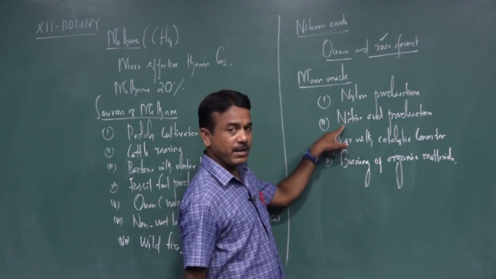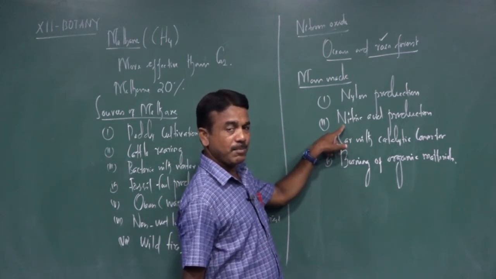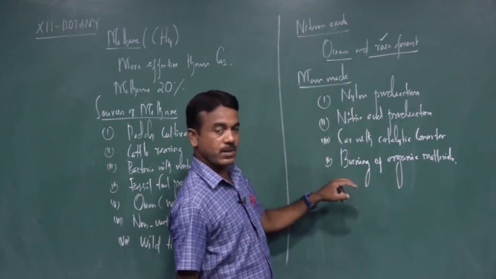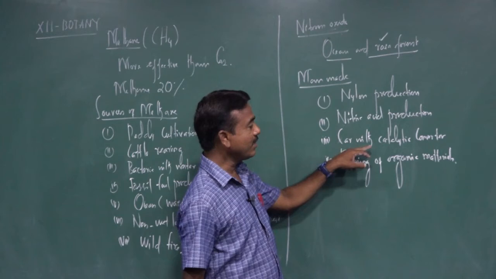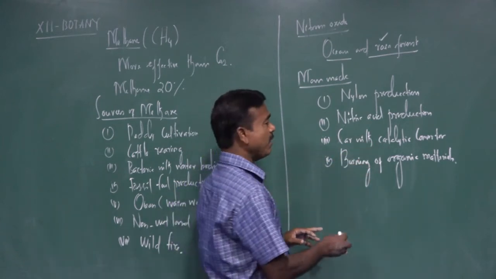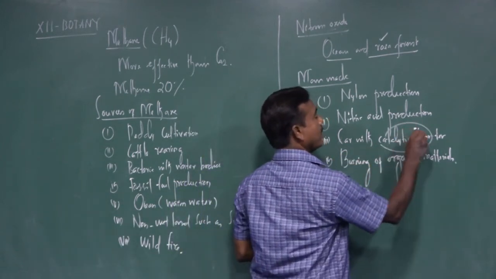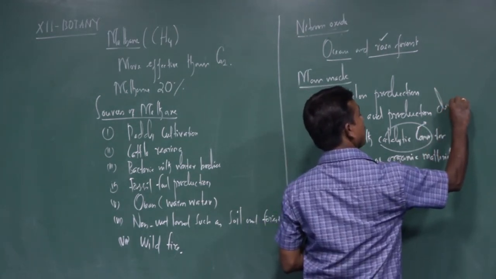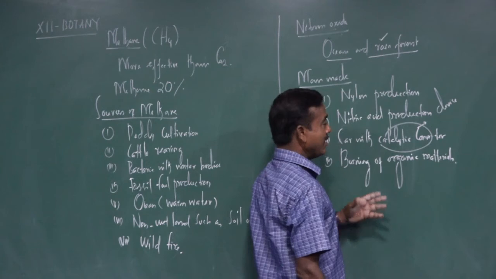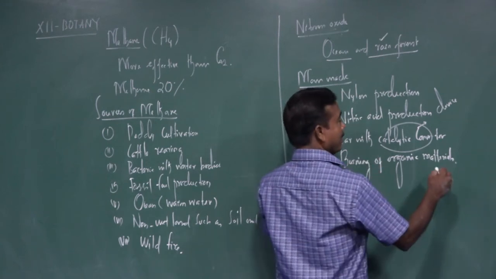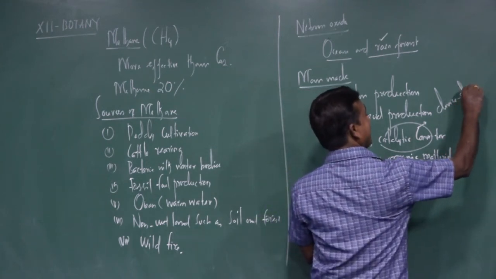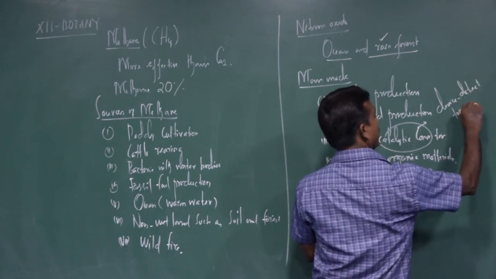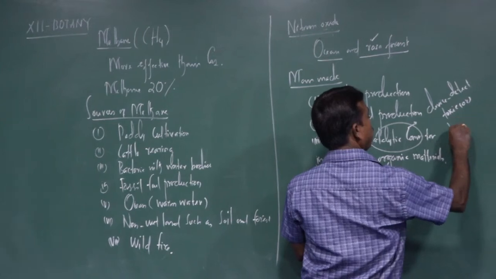Nitric acid is a chemical compound, an acid. At the time of nitric acid production, nitrous oxide is produced. Cars with a catalytic converter. What do you mean by catalytic converter? It is a device, an apparatus that is responsible for detecting toxins or pollutants.